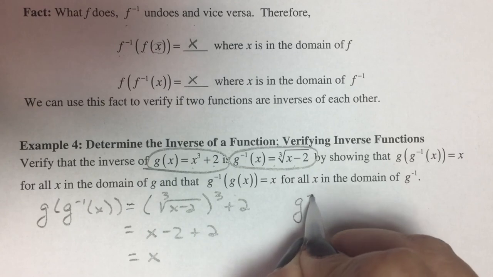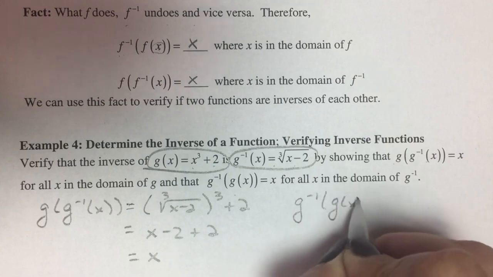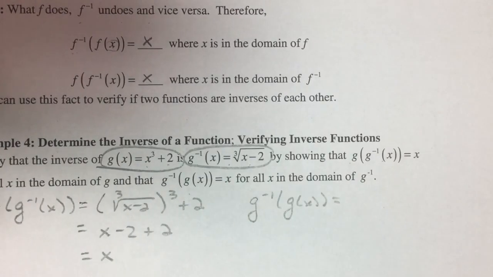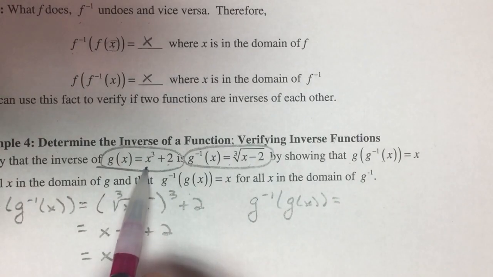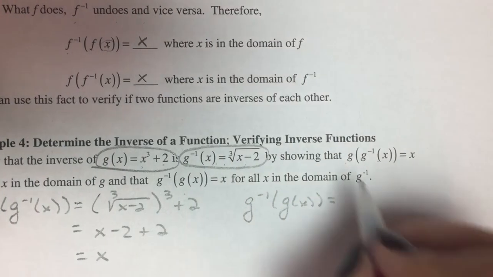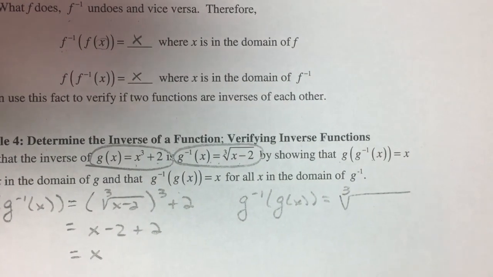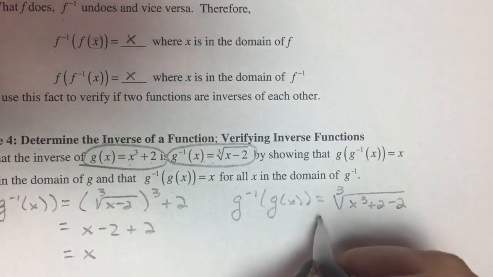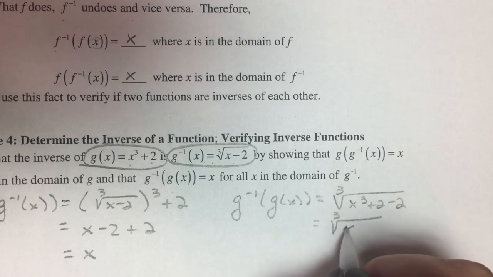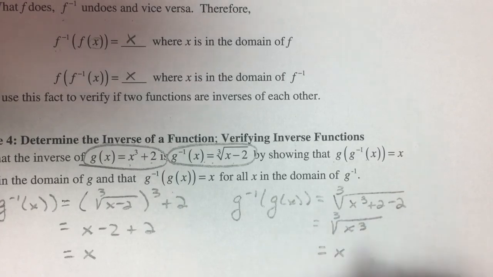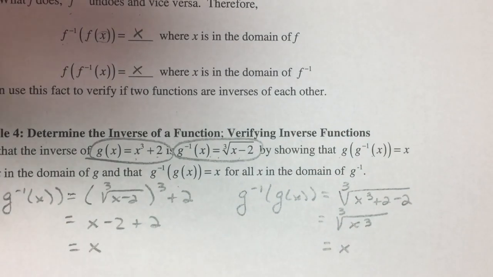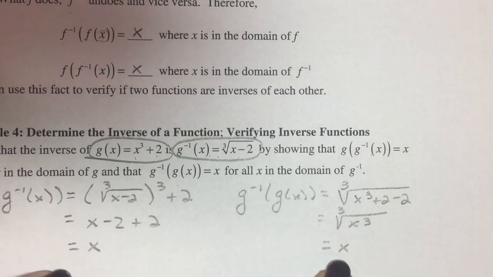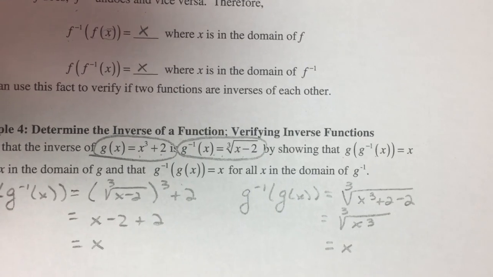So now I need to find g inverse of g of x, which again, what does that mean? That means I'm going to plug my g into my g inverse. So let's see what that's going to look like. It's going to look like the cube root of x cubed plus 2, minus 2, which is the cube root of just x cubed, which is x. Because I compose them both ways, g of g inverse and g inverse of g, and I got x in both cases, that means that I am looking at two functions that are inverses of one another.